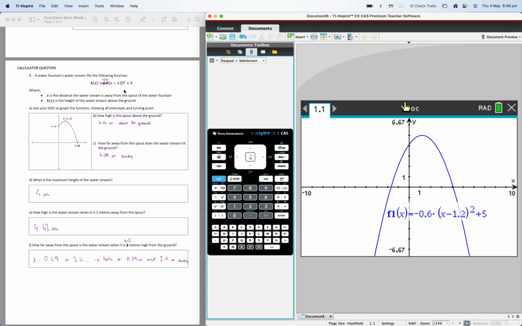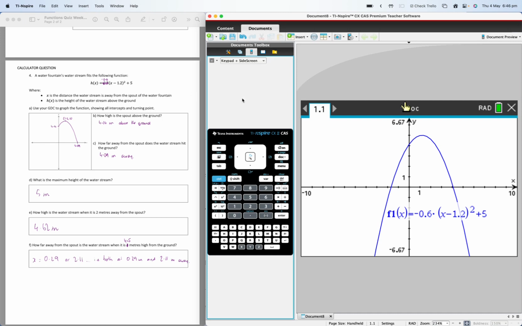x is the distance the water stream is away from the spout of the water fountain. And h of x is the height of the water stream above the ground. And then you ask questions. So the first thing, which I covered in class, was use your GDC to graph the function showing all intercepts and turning point.